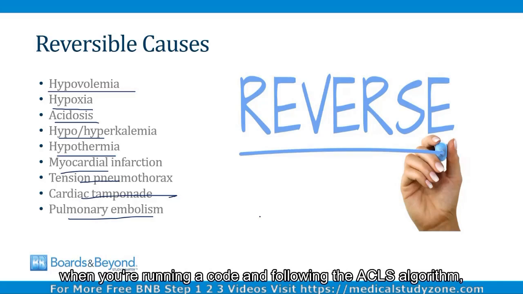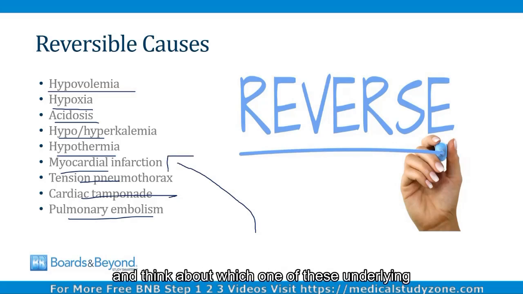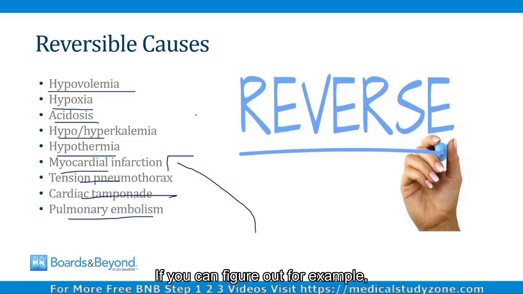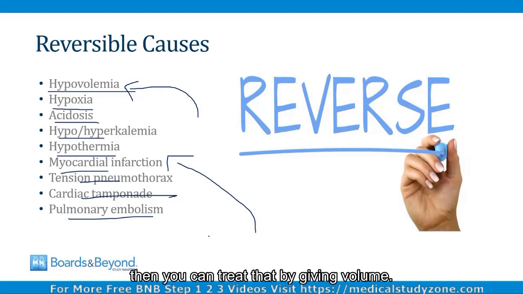So in real life, when you're running a code and following the ACLS algorithm, what you want to do in the back of your mind is think about the patient and think about which one of these underlying reversible causes may have led to the patient's cardiac arrest. If you can figure out, for example, that the patient is likely severely volume depleted, then you can treat that by giving volume. Same thing for some of these other causes listed on this slide.